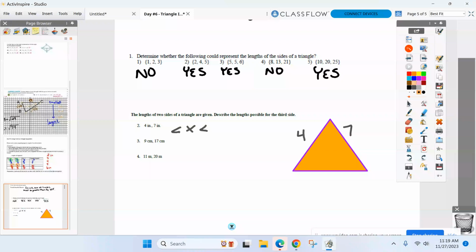Is 12 going to work before I write it down? The sum of 2 sides needs to be greater than the third. If I write 12, 4 and 7 give me 11, not greater than the third, right? So at least we know it can't be 12, 13, 14, right? I don't want to keep going there.